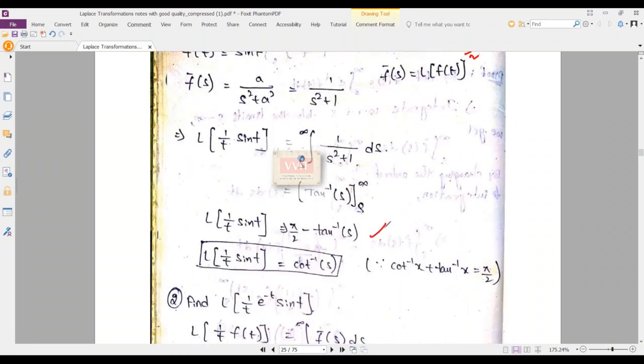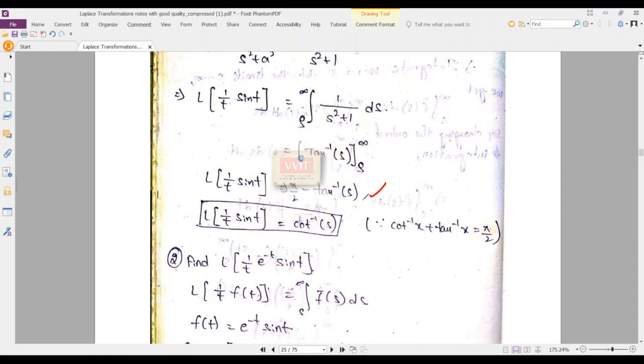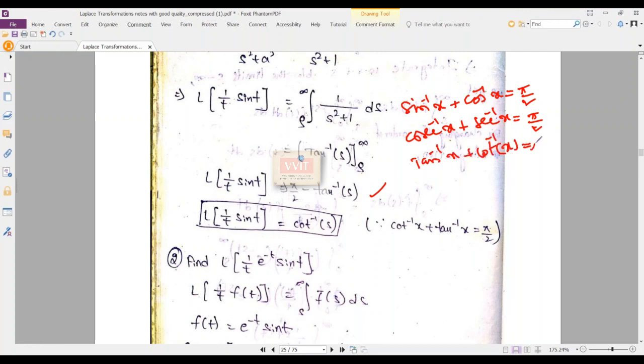That's it. Pi by 2 minus tan inverse, yes. Or another formula also there. In inverse trigonometric functions, sin inverse x plus cos inverse x equals pi by 2. Similarly, cosecant inverse x plus secant inverse x equals pi by 2, and tan inverse x plus cot inverse x equals pi by 2. So instead of pi by 2 minus tan inverse x, it can be written as cot inverse x also, cot inverse s here.